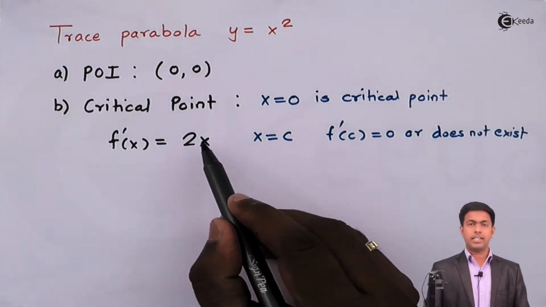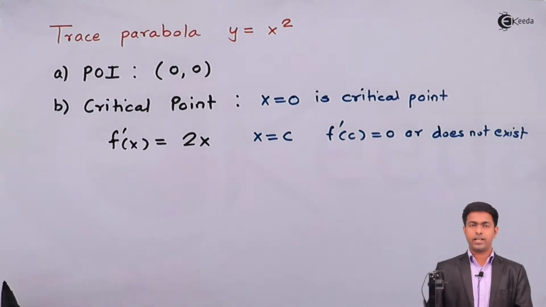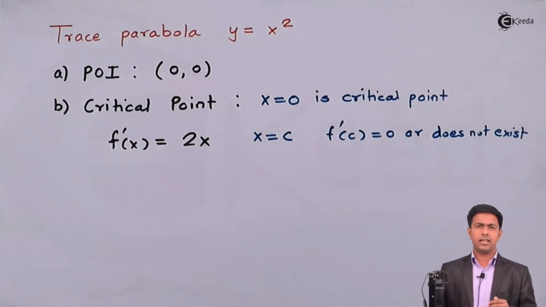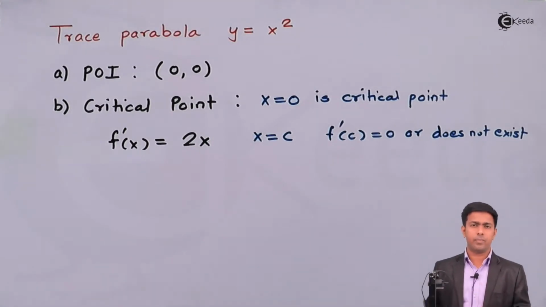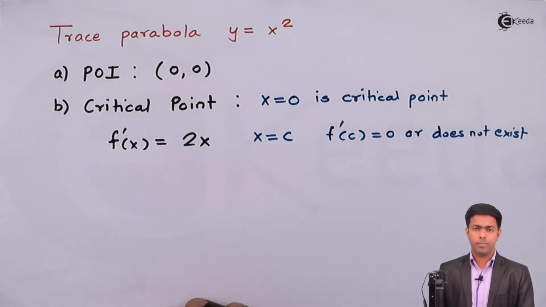Now if we put x as infinity, then we'll get the answer as infinity. So x equal to infinity can also be a critical point, but since x equal to infinity is again an infinite point, we will not consider it over here. So right now we'll say that x equal to 0 is our critical point.